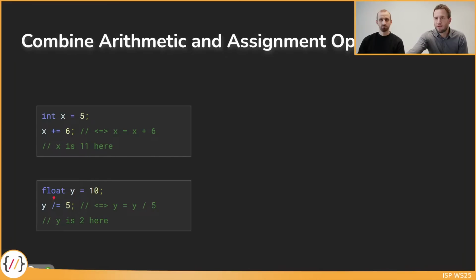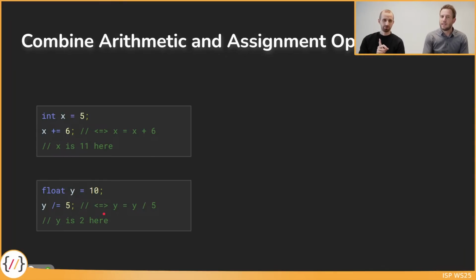Or another example, if we have a float value, in this case 10, stored in the float variable y, we could do y slash equals 5, meaning that we divide y by 5 and store the value in the variable y, which is then 2 after this operation.